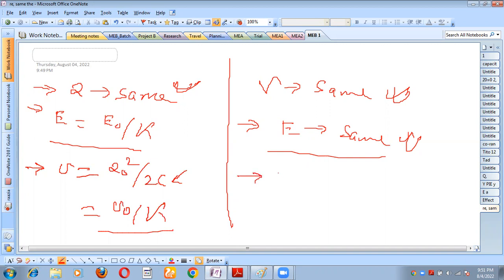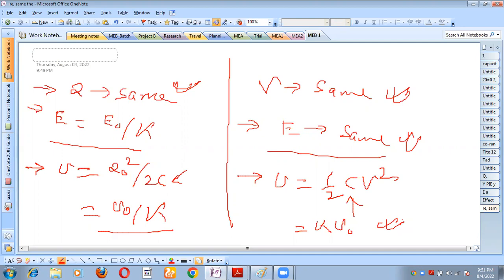Here, what will happen to energy? We know that energy is half CV square. So here capacitance increases, potential remains the same. So here energy will become K U naught, meaning energy increases. Understood this one?